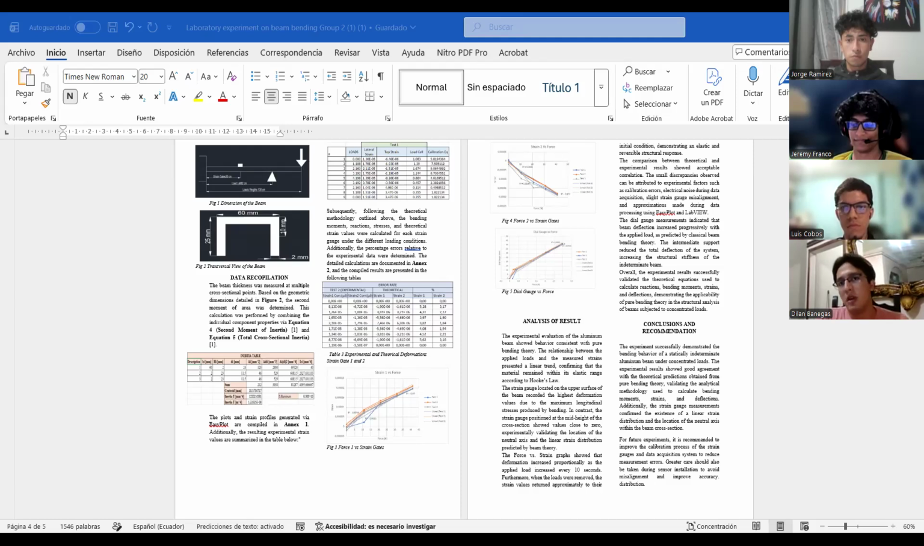Conclusion and recommendation. The experiment successfully demonstrated the bending behavior of a statically indeterminate aluminum beam under concentrated loads. The experimental results are in agreement with the theoretical prediction obtained from pure bending theory, validating the analytical methodology used to calculate the bending moment, shear force, and deflection. For future experiments, it is recommended to improve the calibration process of the strain gauges and the data acquisition system to reduce measuring errors. Thank you.